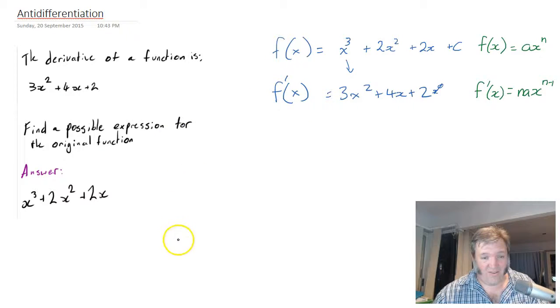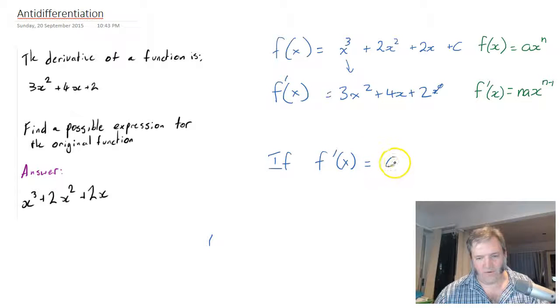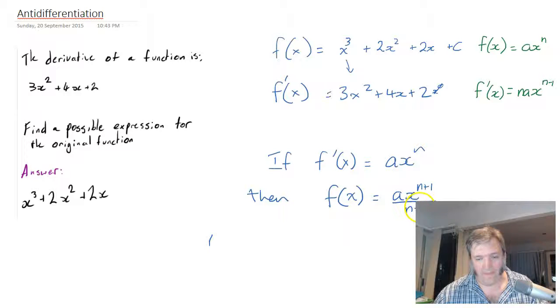The rule that we now use, because we know the rule, is if f dash of x, so if the derivative of a term is equal to ax to the n, then f of x, the parent function, the function that ax to the n is the derivative of, you add 1 to the power, so it's going to be ax to the n plus 1, and then divide by the new power. And then we just add our constant of integration at the end.